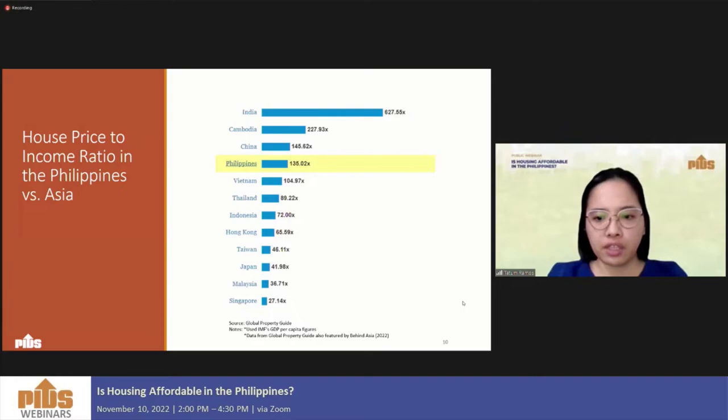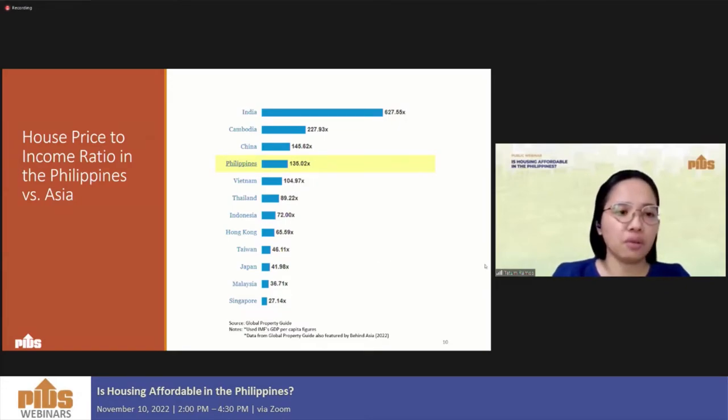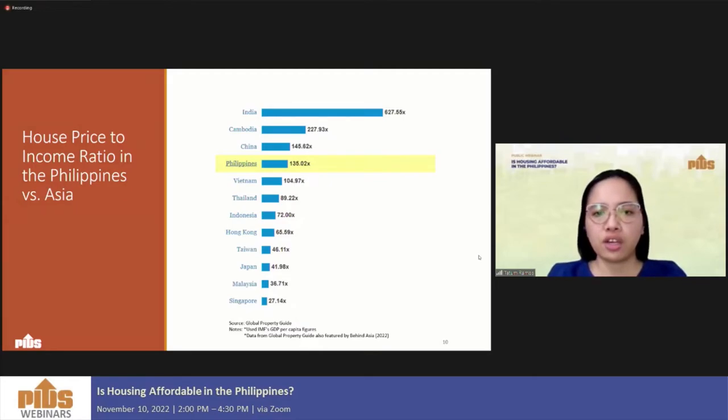Now, if we look at this particular data that was taken from the Global Property Guide, and was also featured by Behind Asia in 2022, this shows us the house price to income ratio in the Philippines versus some of the neighboring countries in Asia. And if you look at the figure, you will notice that the Philippines is actually one of the top countries wherein housing was unaffordable or is unaffordable. And given all those initial insights, our team wanted specifically to determine the affordable housing packages in the Philippines.